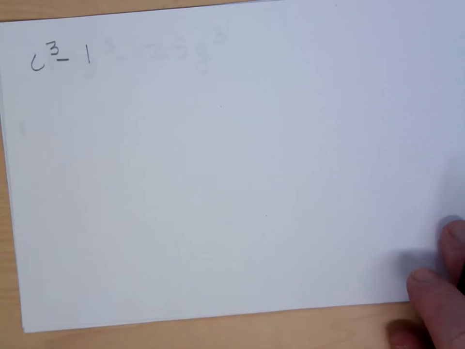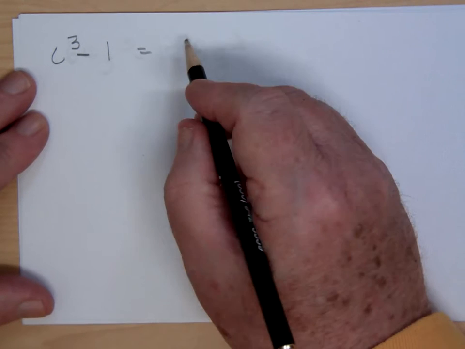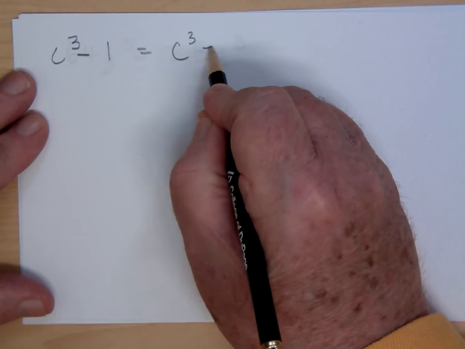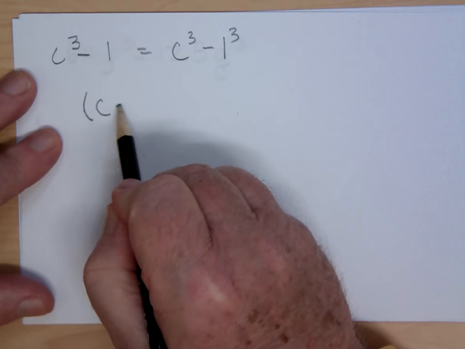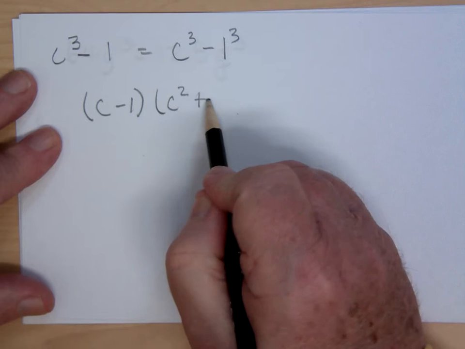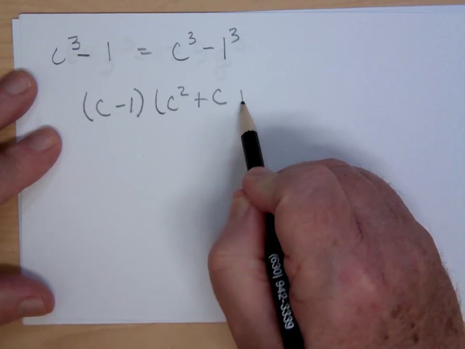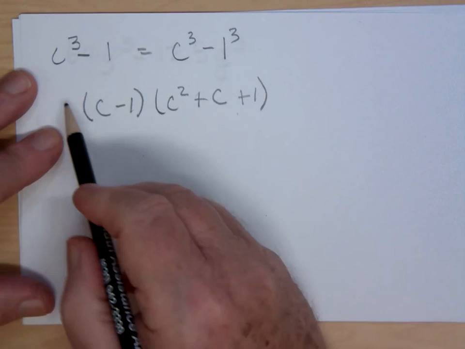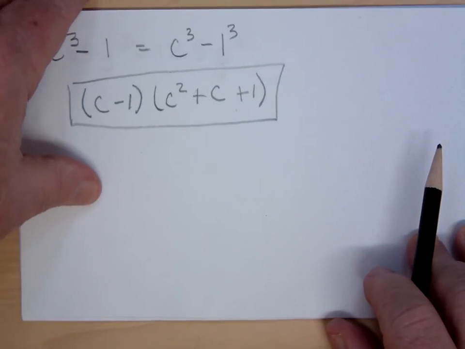Okay, let's look at this one. Now, this one is a little bit different because this requires us to realize that 1 cubed is the same thing as 1. So you see, this is going to be c minus 1 times c squared plus c, because it's the product of 1 and c, and 1 squared is 1. And so this is the answer for that one.